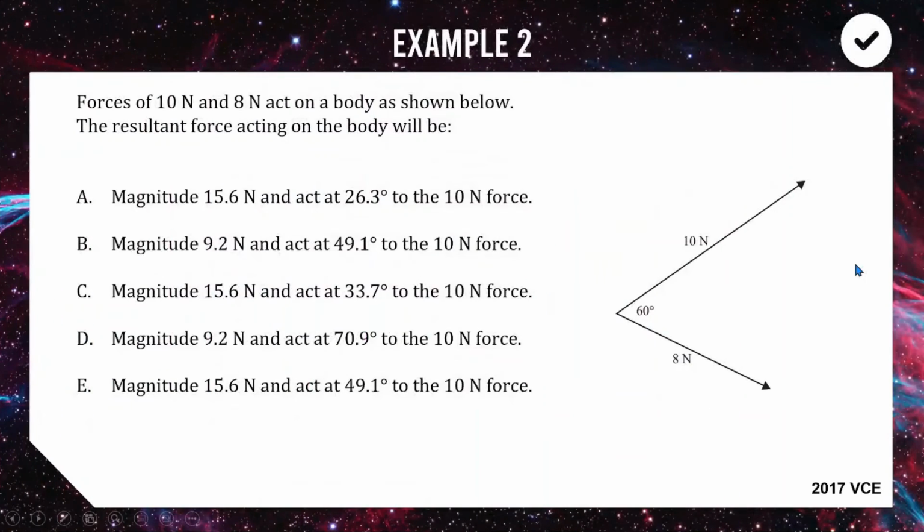Okay, example 2, this is from an old Victorian HSC paper. We've got a force of 10 newtons and a force of 8 newtons, both acting on a body, and they are 60 degrees apart. We want to find the magnitude of the resultant force, and we want to find its angle from the 10 Newton force. So if you've got 10 newtons this way and 8 newtons this way, the resulting force is going to be somewhere in the middle, and we want to find what the length of the line is and what the angle is from the 10 Newton line.